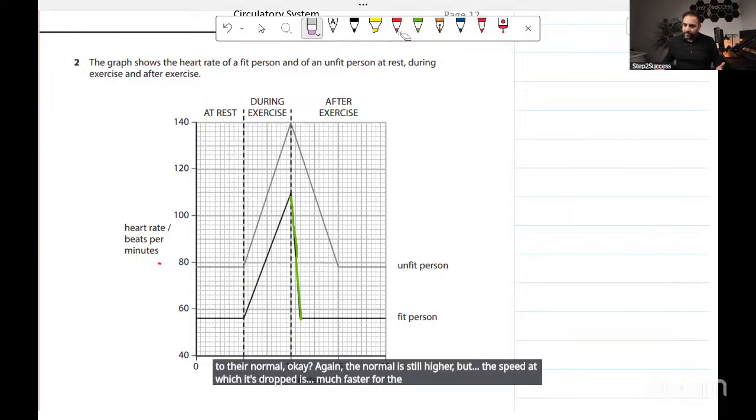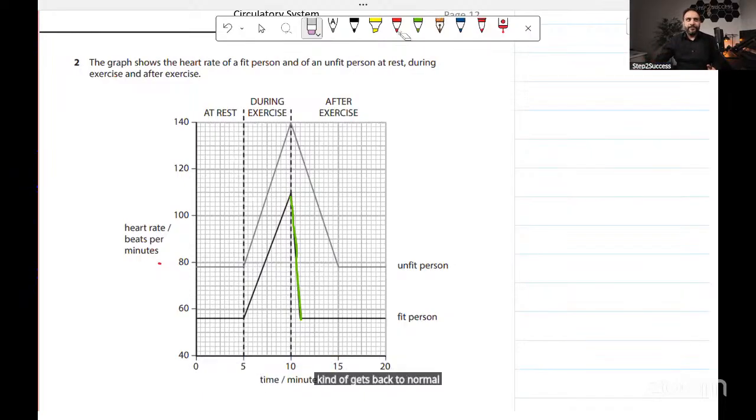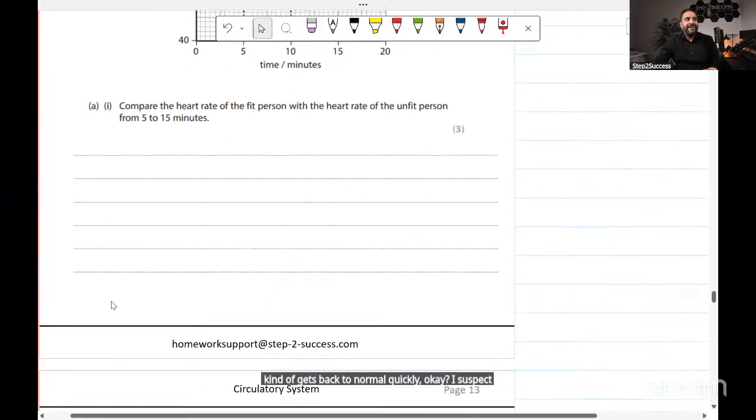And we also know this from real life. You kind of know that if you're not very fit, you keep breathing heavily for ages. It's called anaerobic respiration. You keep breathing for ages after you've exercised, whereas a fitter person gets back to normal quickly. And I suspect everything I've just said is the answer to the first question.